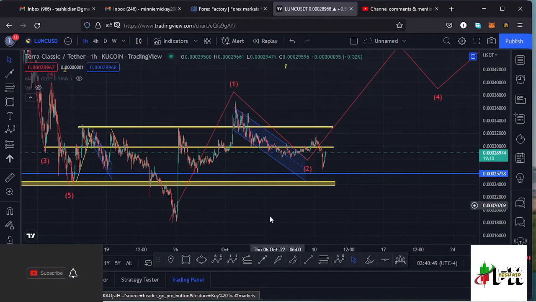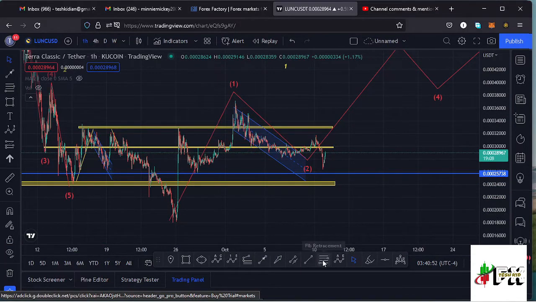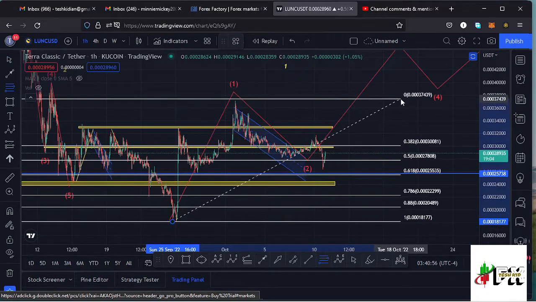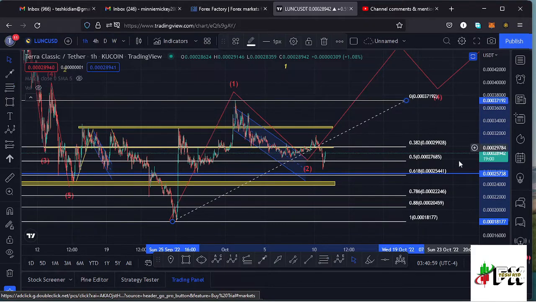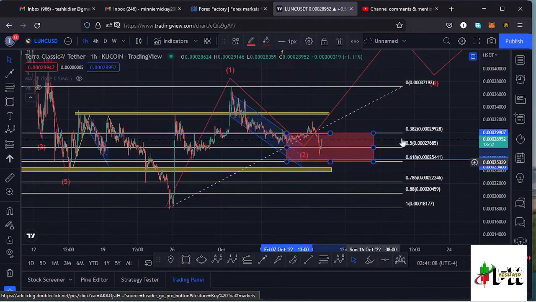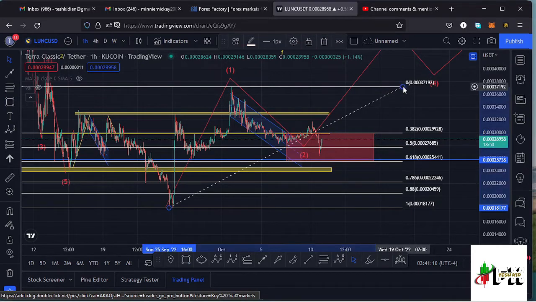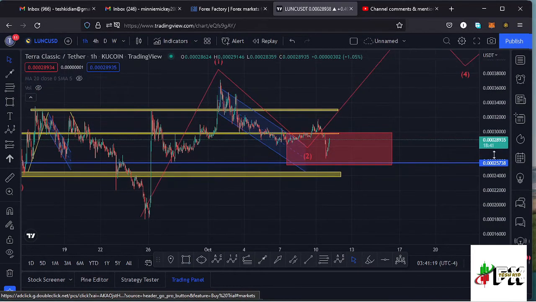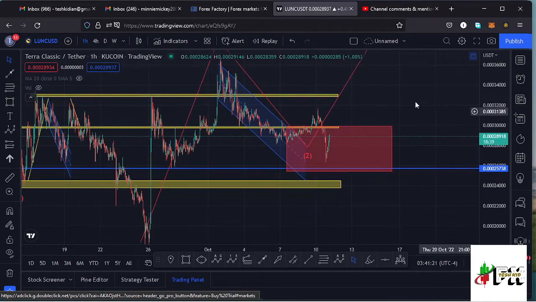formation of a wave 2, and using the Fibonacci's we can get a minimum target area to the lower side in the retracement to the lower side in the formation of a wave 2 using the Fibonacci's, and that is the area between the Fib level 0.382 and the Fib level 0.618, and I can mark that target area here on the charts like that, and then remove the Fibonacci's, and you can see Lunc has continued to respect this movement to the upper side.